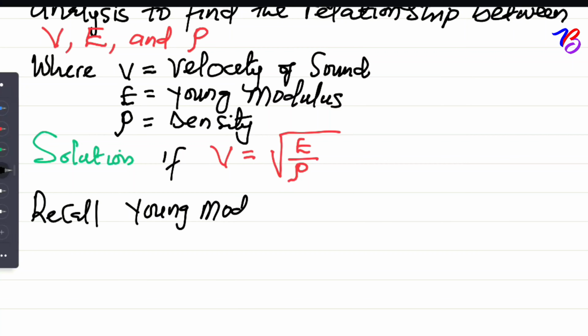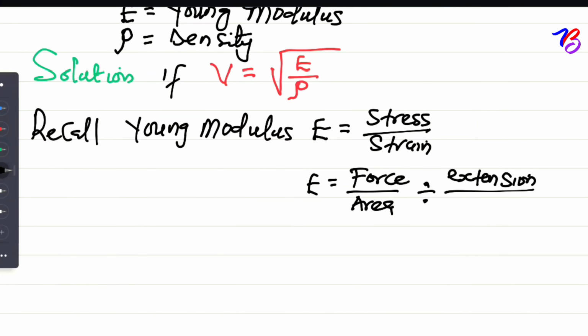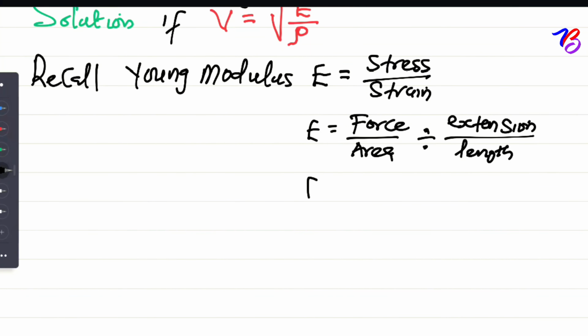Recall that Young modulus E is equal to stress over strain. Recall it is tensile stress over tensile strain. Okay? Now, E in short form will now become force over area, all divided by extension over length. Now, this is the interpretation of the formula above. Stress is force over area, while strain is extension over length. Take note of that. So that E is equal to F over A divided by E over L.